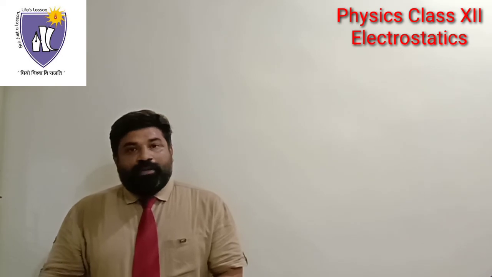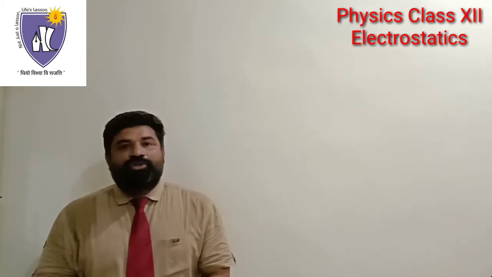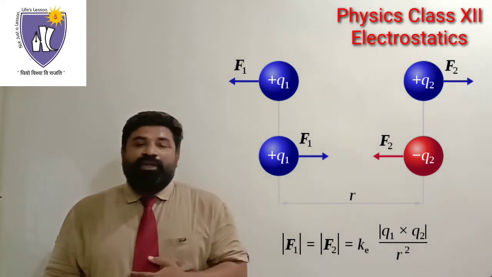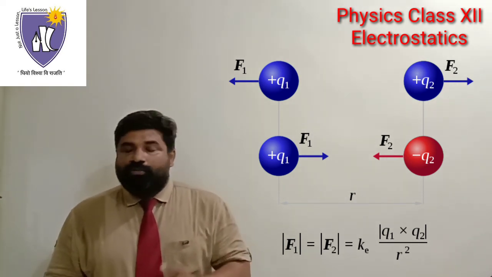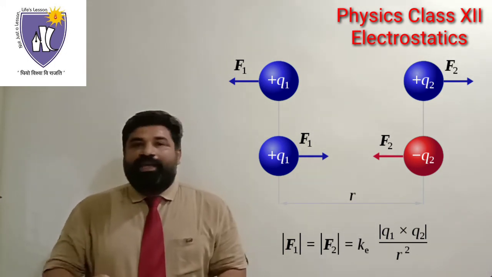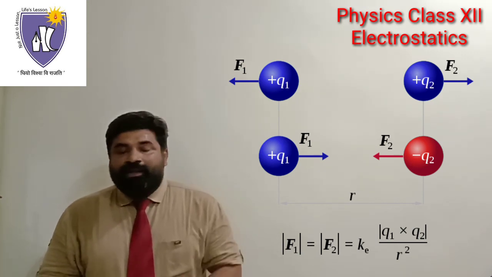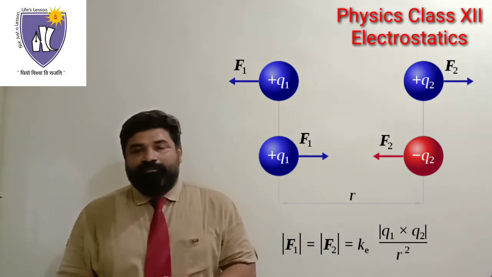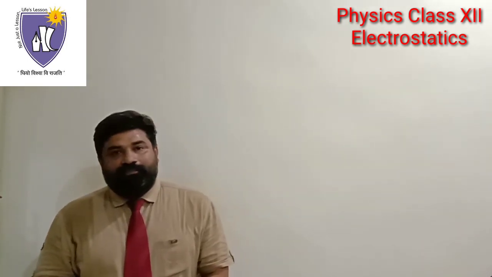So once again, according to Coulomb's law, the force of attraction or repulsion between two charges is directly proportional to the product of the magnitude of the two charges and inversely proportional to the square of the distance between them. If we combine it, we get F equal to K Q1 Q2 by r square. Here K is the proportionality constant. Its value is 1 upon 4 pi epsilon naught for free space. The mathematical value, as I said, is 9 into 10 to the power 9 units. For different mediums, the value of epsilon changes.